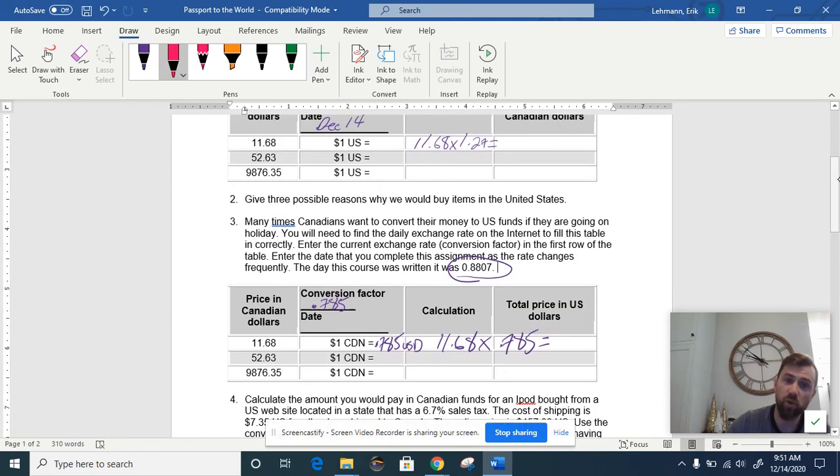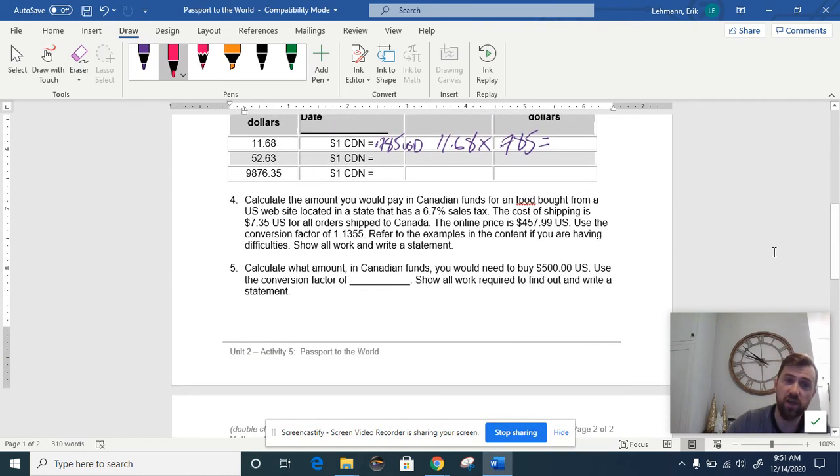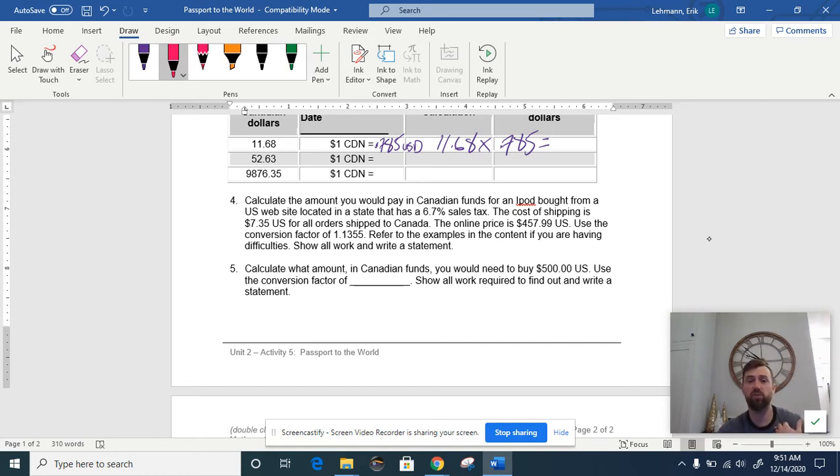Getting back to our chart, we're figuring these 3 amounts out. And then it says, calculate the amount you would pay in Canadian funds for an iPod bought from a US website located in a state that has 6.7% sales tax. So 6.7%, I'll let you know right now, that means we're going to multiply by 1.067 instead of 1.13, which we did with our sales tax. And it says use a conversion factor of 1.1355. Sure, you can use that if you want. Or you can use today's amount, but you need to show me your work, okay?